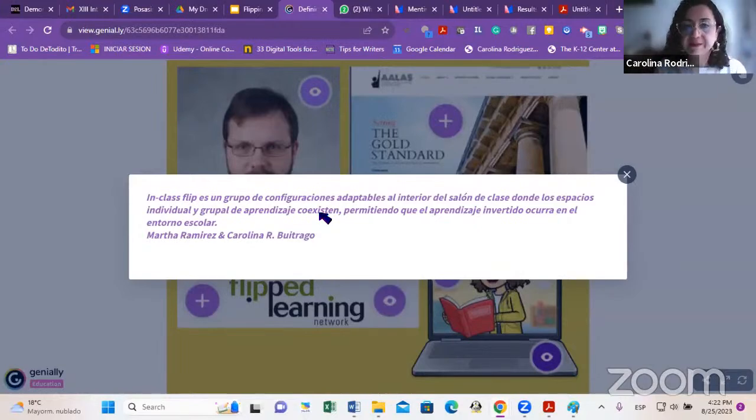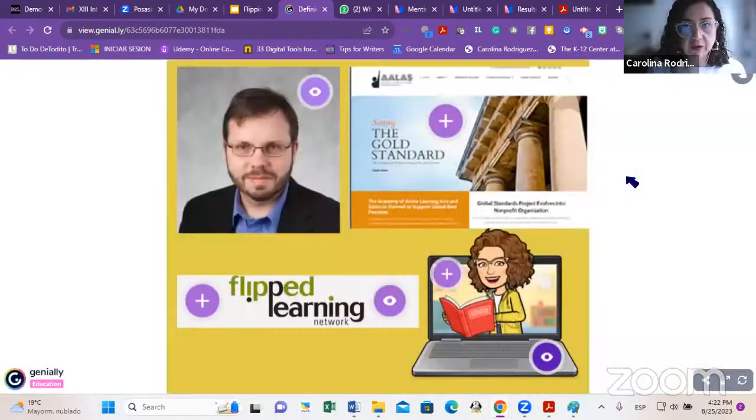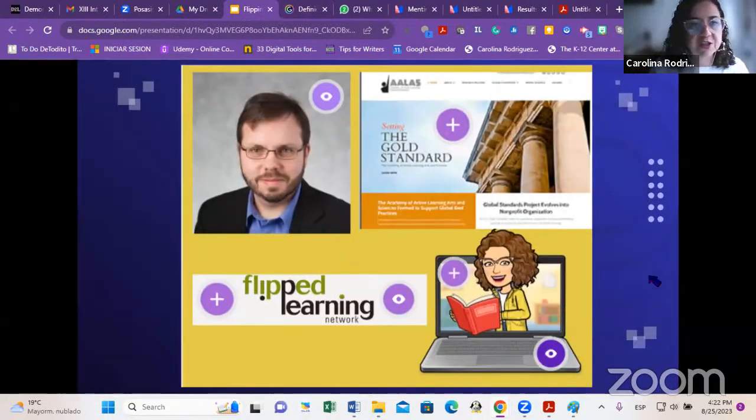So we, Marta Ramirez and I, a colleague and I, explored and theorized a model called in-class flip, which is a group of configurations that are adaptable to the inside of the classroom, right? Where the individual and the group space coexist in the same place, right? Allowing the flipped learning to happen within the school setting, school or university. You can flip inside of your classroom without assigning any homework, okay? Well, that image is for you, just for you to check the definitions later.